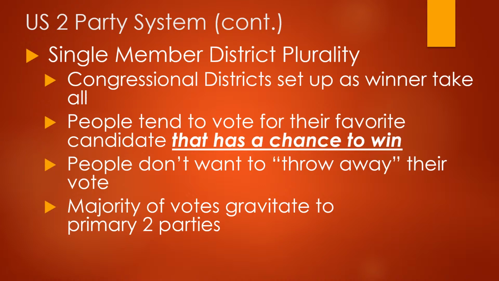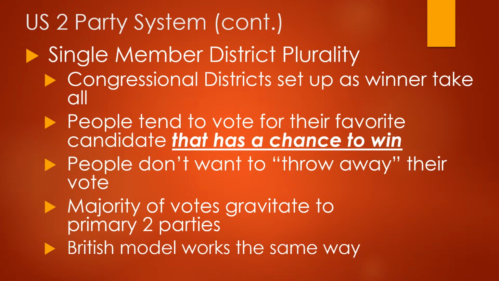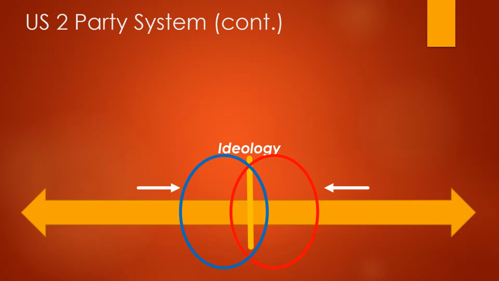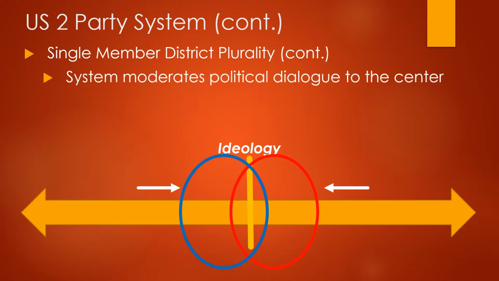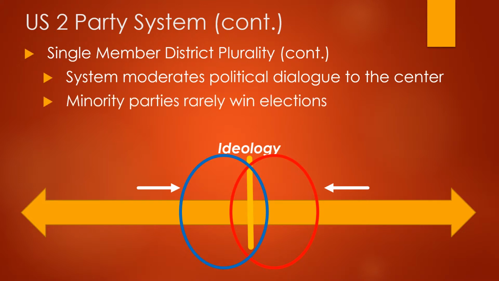It also works that way in the British system, when they vote for members of parliament. So again, the British model works the same way as ours. Now, when we come down to this, the system moderates political dialogue to the center. So if you think of ideology as a continuum, and you see that vertical yellow line there in the middle as central, the blue and the red, think of that as the Democrat and Republican parties. For the most part, they're very close together, right? One's a little bit left of center, one's a little bit right of center.